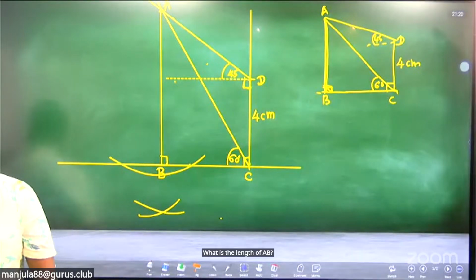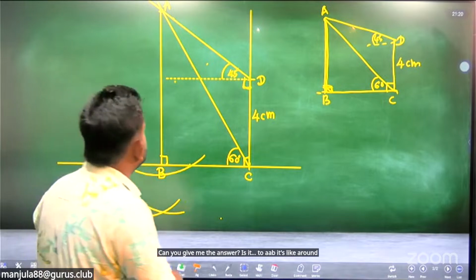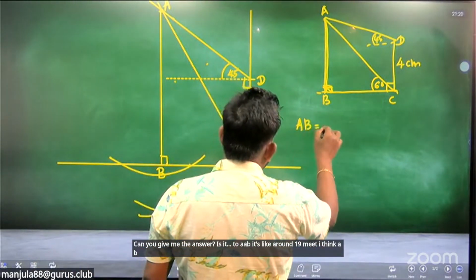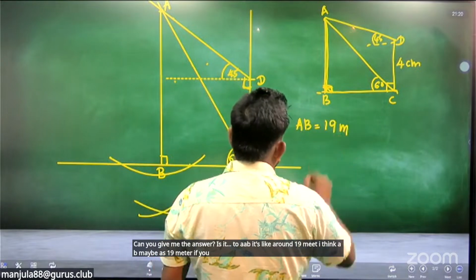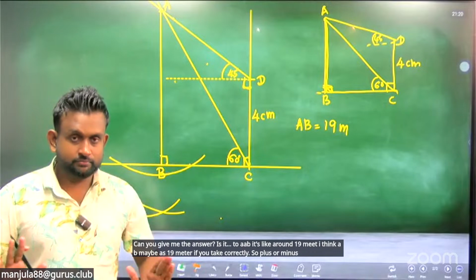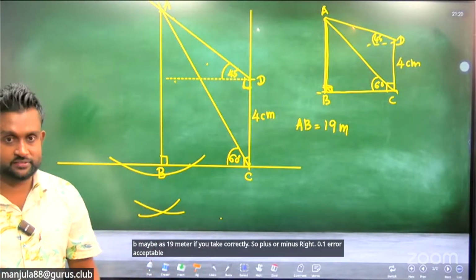Can you give me the answer? AB? It's around 19 meters, I think. AB is 19 meters if you take it correctly. So plus or minus 0.1 error is acceptable, but other than that not acceptable.